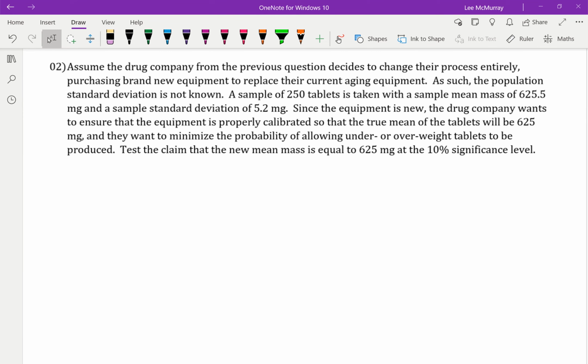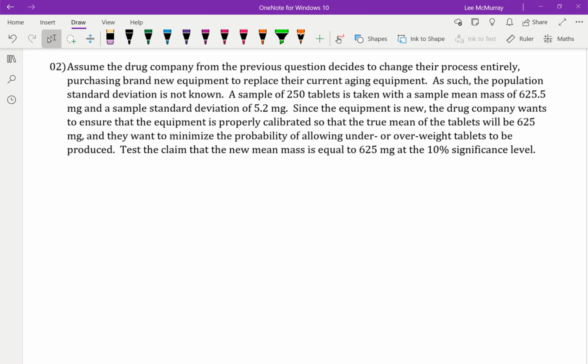Okay, so number 2. Assume the drug company from the previous question decides to change their process entirely, purchasing brand new equipment to replace their current aging equipment. As such, the population standard deviation is no longer known. A sample of 250 tablets is taken with a sample mean mass of 625.5 milligrams and a sample standard deviation of 5.2 milligrams. Since the equipment is new, the drug company wants to ensure that the equipment is properly calibrated so that the true mean of the tablets will be 625 milligrams, and they want to minimize the probability of allowing under or overweight tablets to be produced. Test the claim that the new mean mass is equal to 625 milligrams at the 10% significance level.